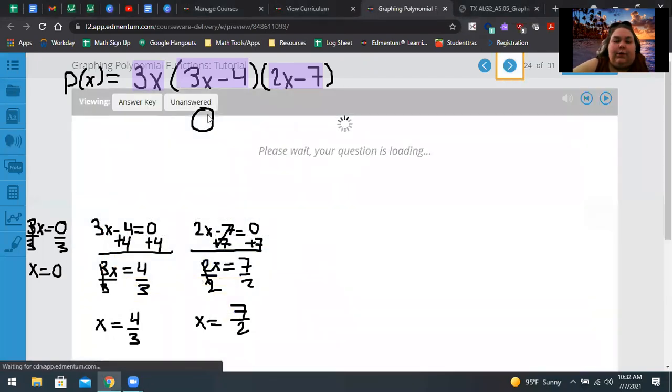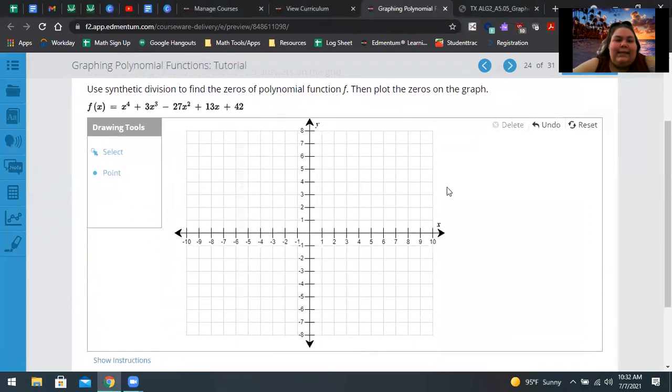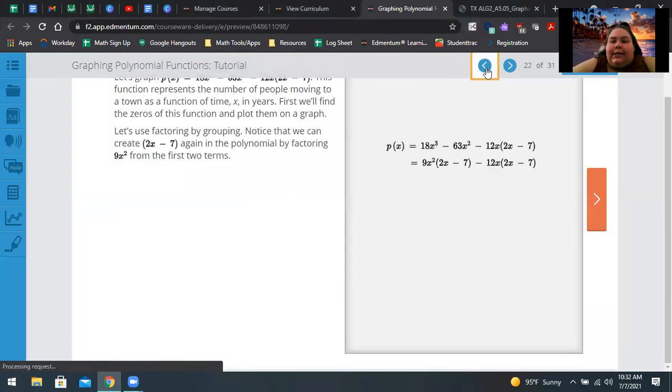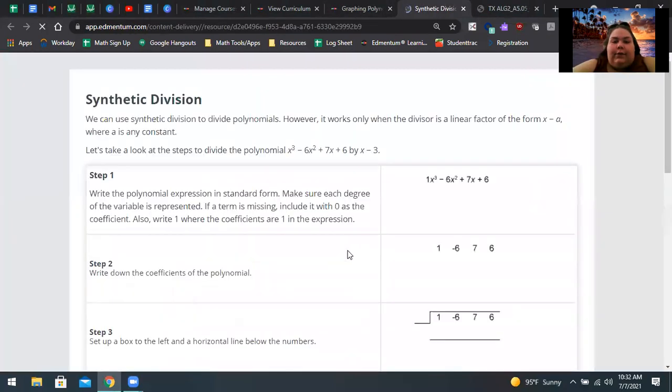Or actually, we're going to go ahead and do this with a problem here. It says use synthetic division to find the zeros of the polynomial function f, then plot the zeros on the graph. So I didn't go over those two, factoring polynomials or synthetic division. Give me a moment. Let's see. So if I go back to slide 22, I'll go back to the question back over there.